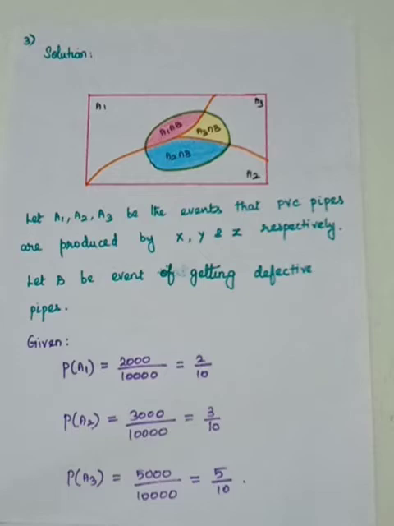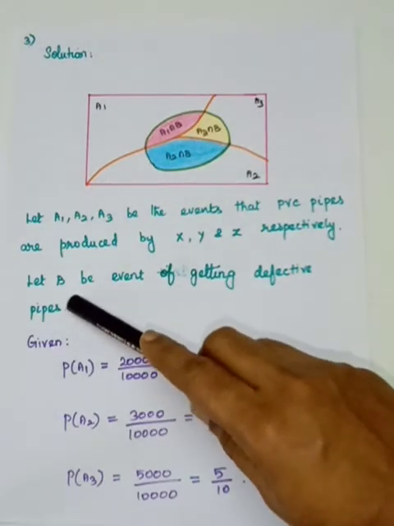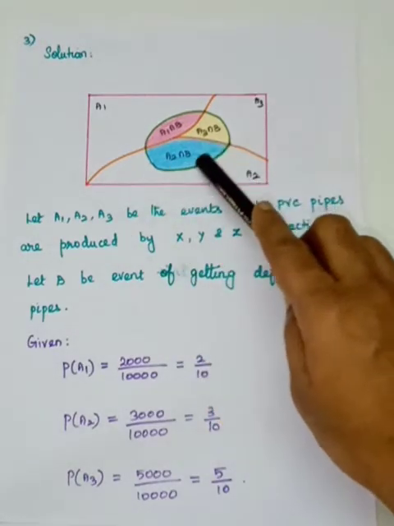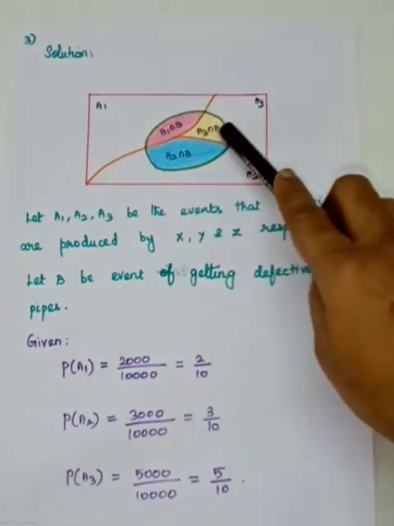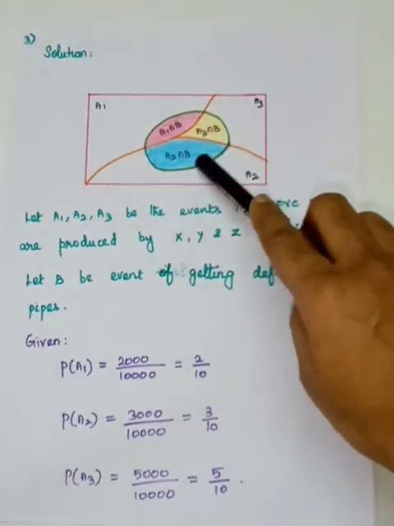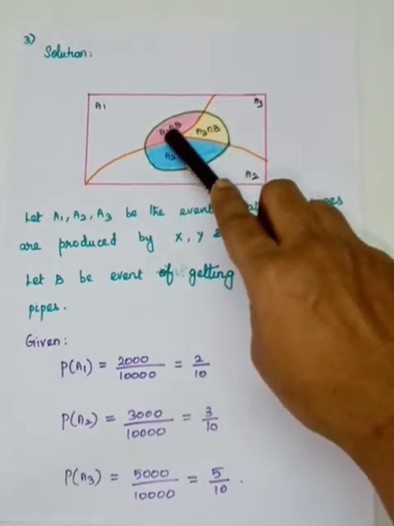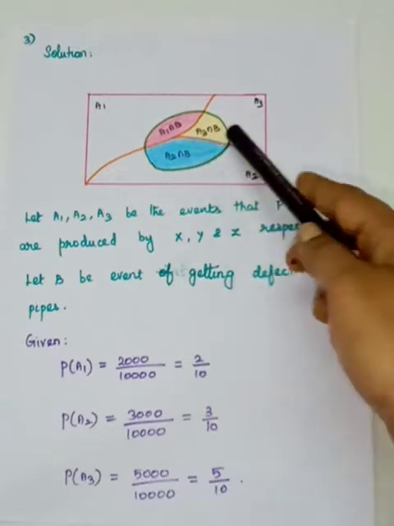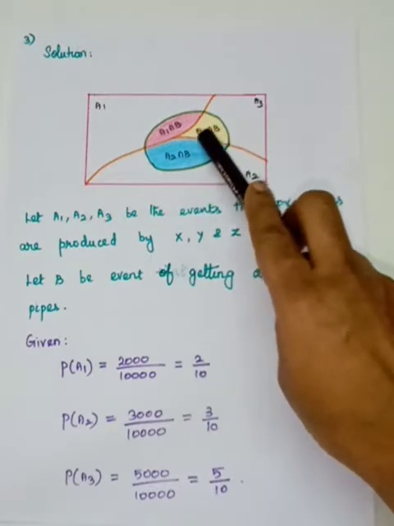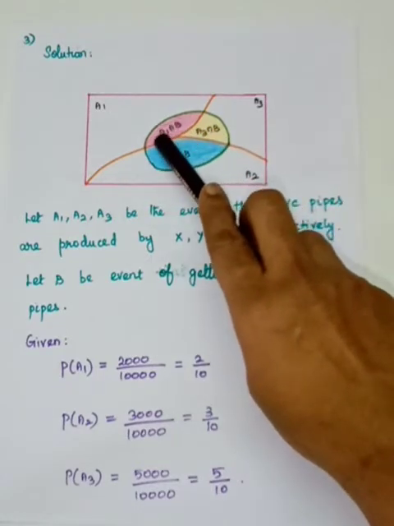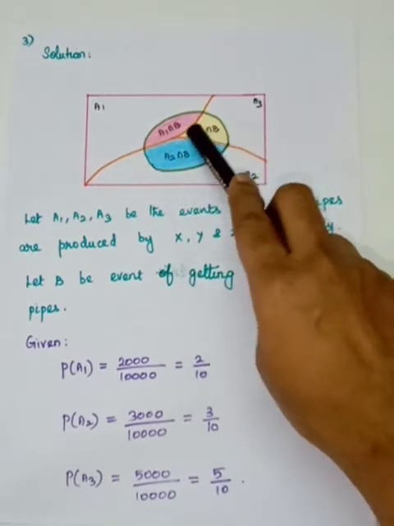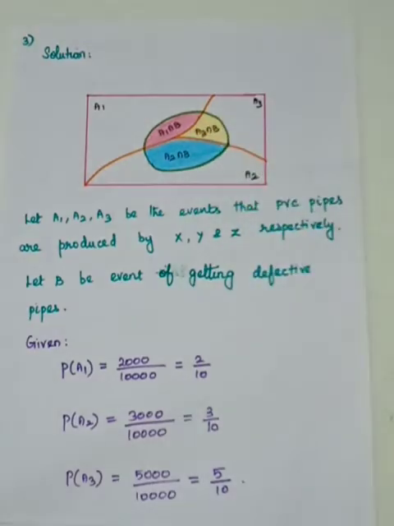Here the problem is talking about the defective one. So we need one more event. Let B be the event of getting defective pipes. Okay, so this green color one is the B event. So these are all defective pipes. The defective pipes may be from the first plant or second plant or third plant. So this is A1 intersection B, this is A2 intersection B and this is A3 intersection B. That means the green color is the defective pipes from A1, this blue color is the defective pipes of A2 and the yellow color is the defective pipes of A3.